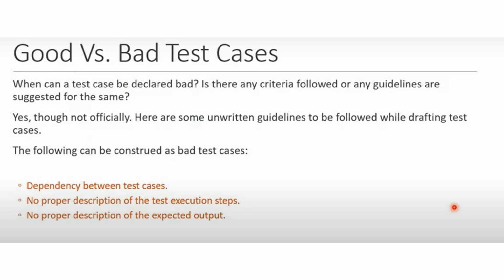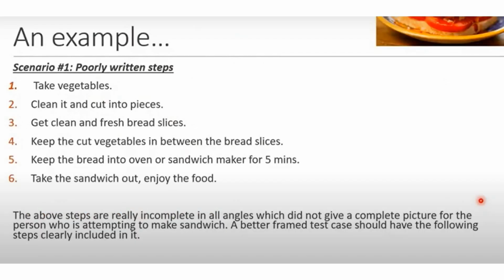Sir, can you give an example, sir? Yes, I am going to give an example. I am going to make a very beautiful sandwich and I am asked to write the test case for it. I am going to make the vegetable sandwich. I am going to make it very poor first, and then I will tell you how detailed it can be, how good you can make it. So I am going to take a vegetable sandwich and write the test case for it.